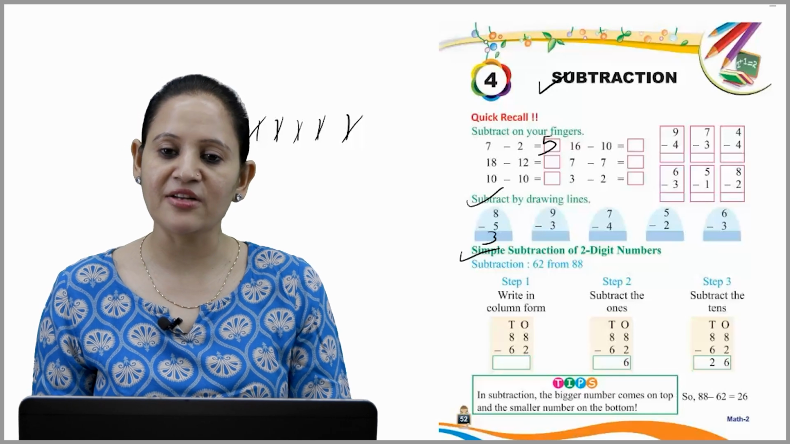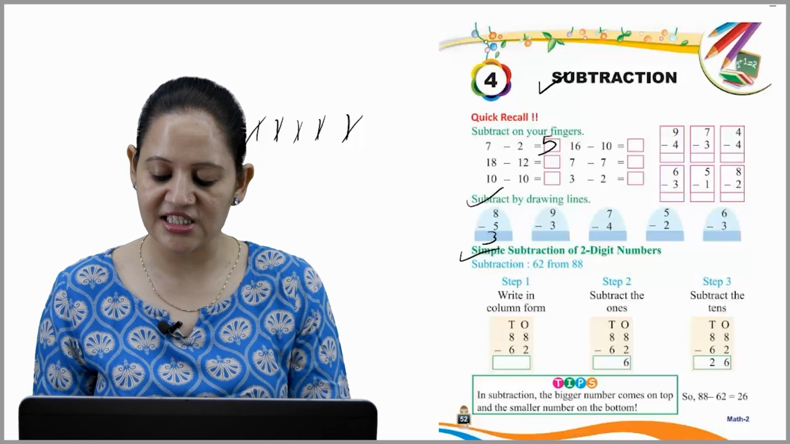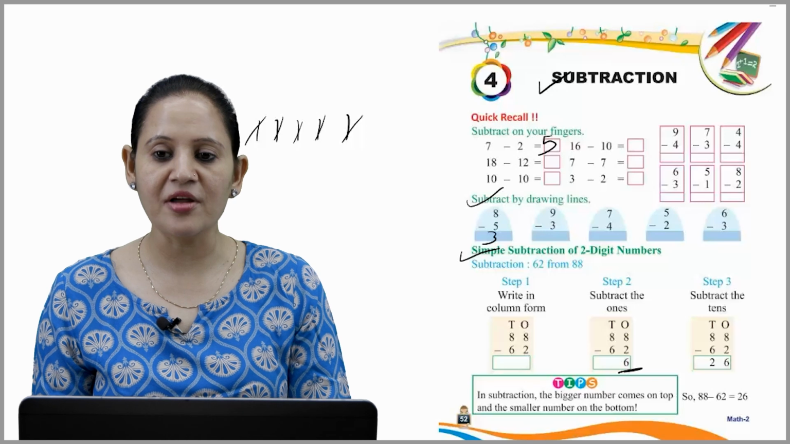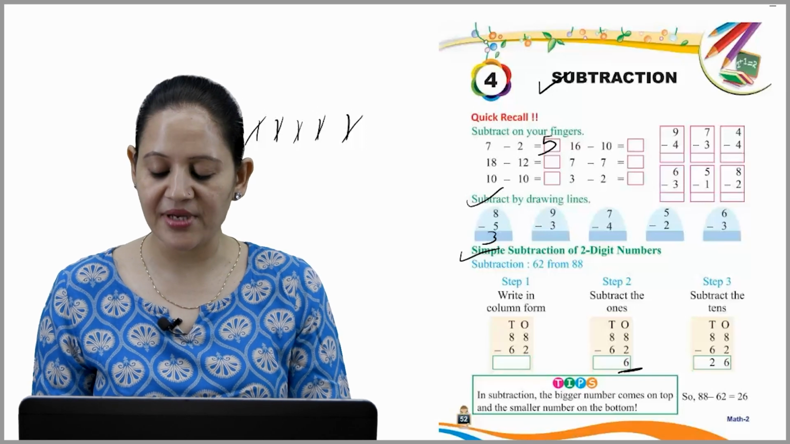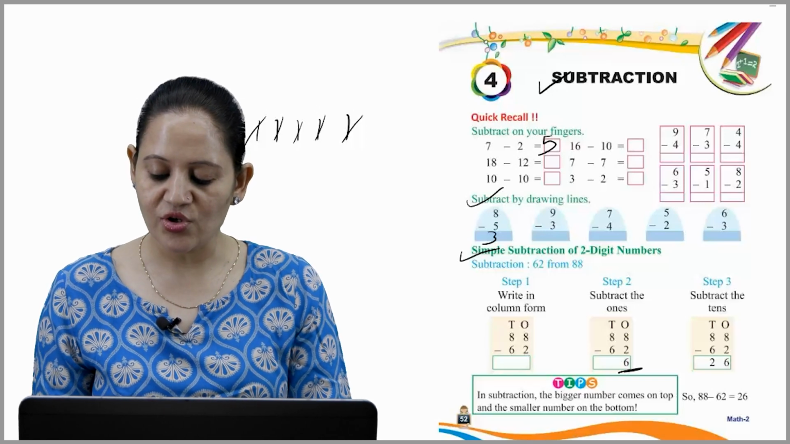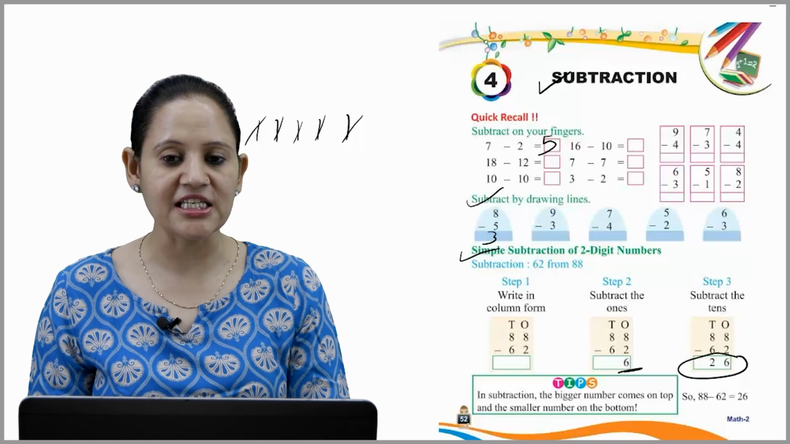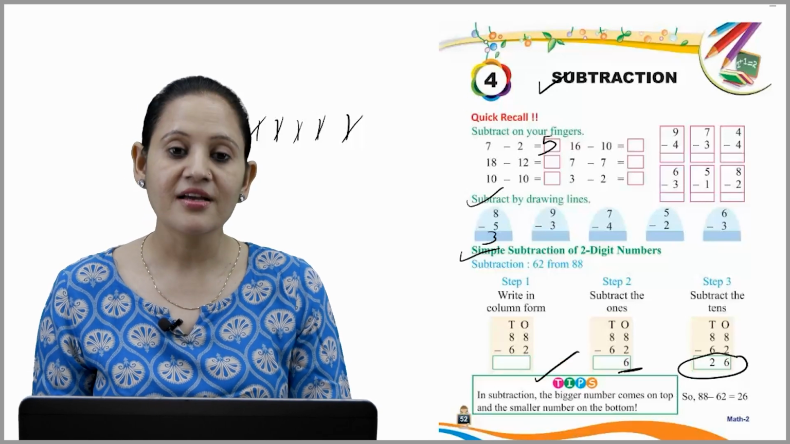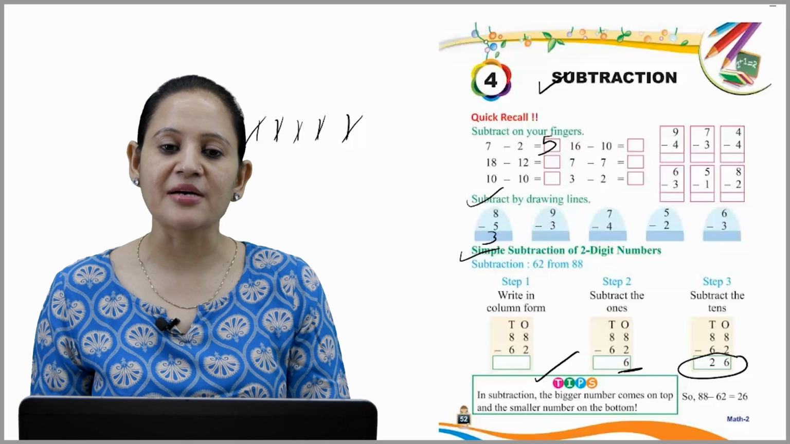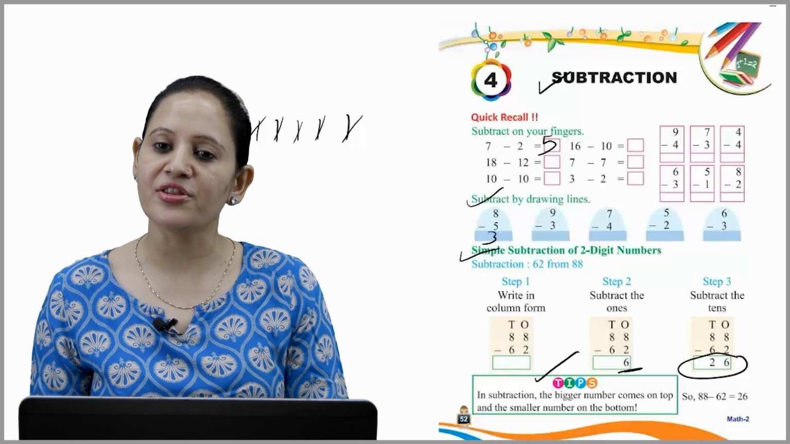Then start subtracting from ones. 8 minus 2, that is 6. Write 6 under ones column. Then move to the tens column. 8 minus 6, that is 2. So difference क्या हो जाएगा? 26. Tips. In subtraction, the bigger number comes on the top and the smaller number on the bottom.